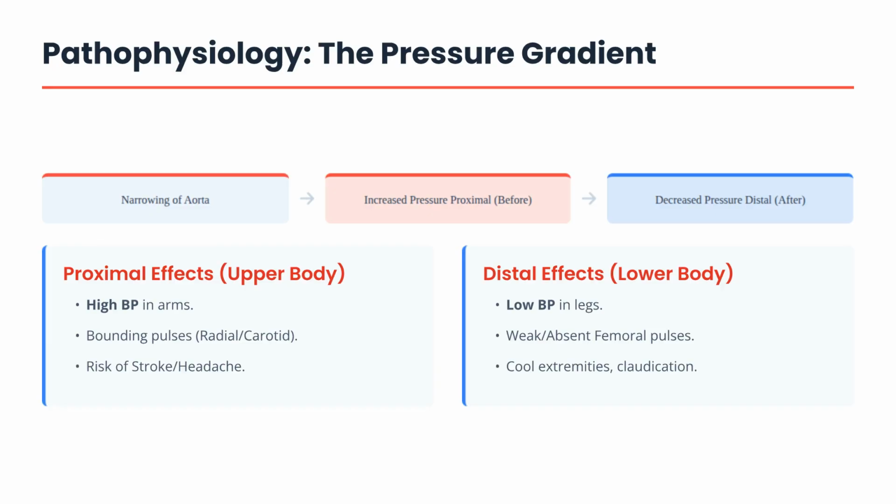Proximal effects in the upper body include high blood pressure in the arms and bounding pulses. Distal effects in the lower body include low blood pressure, weak or absent femoral pulses, and cool extremities.